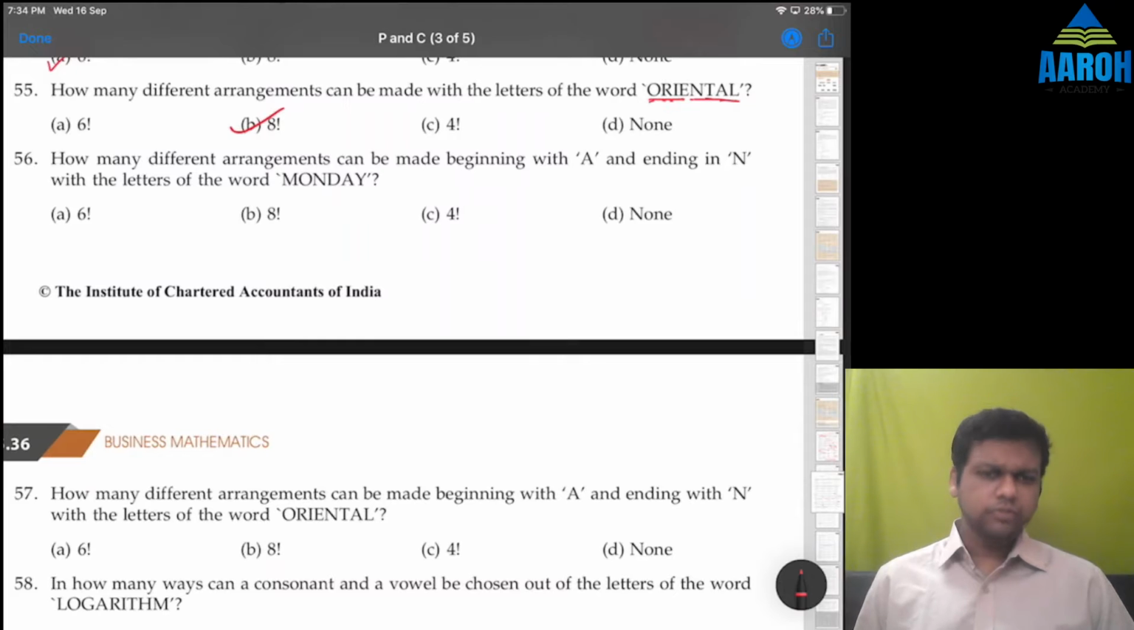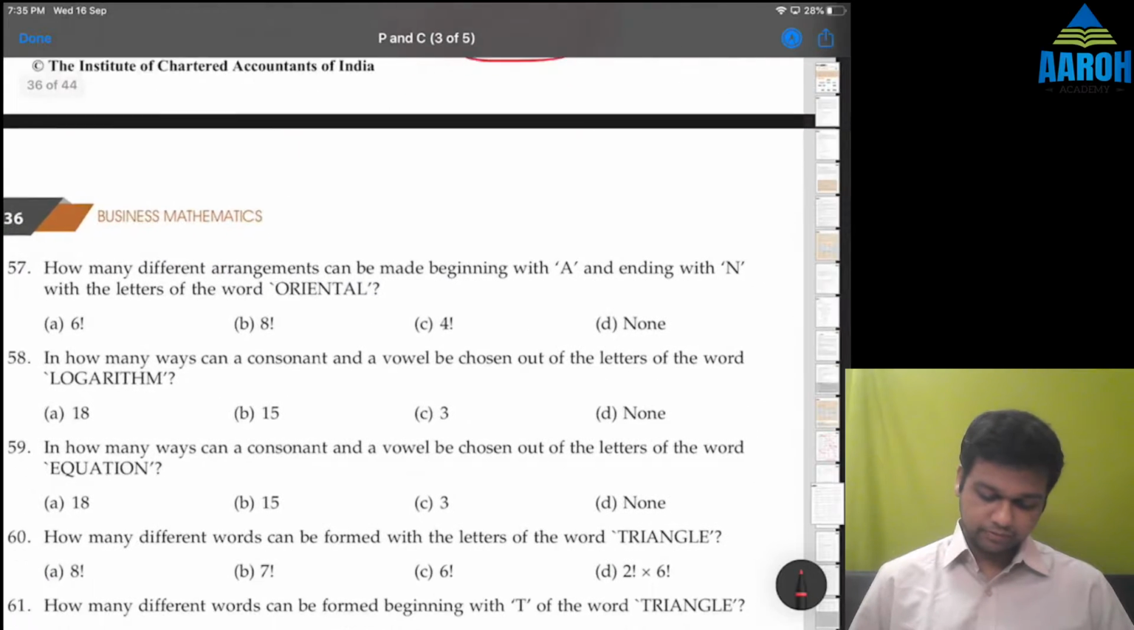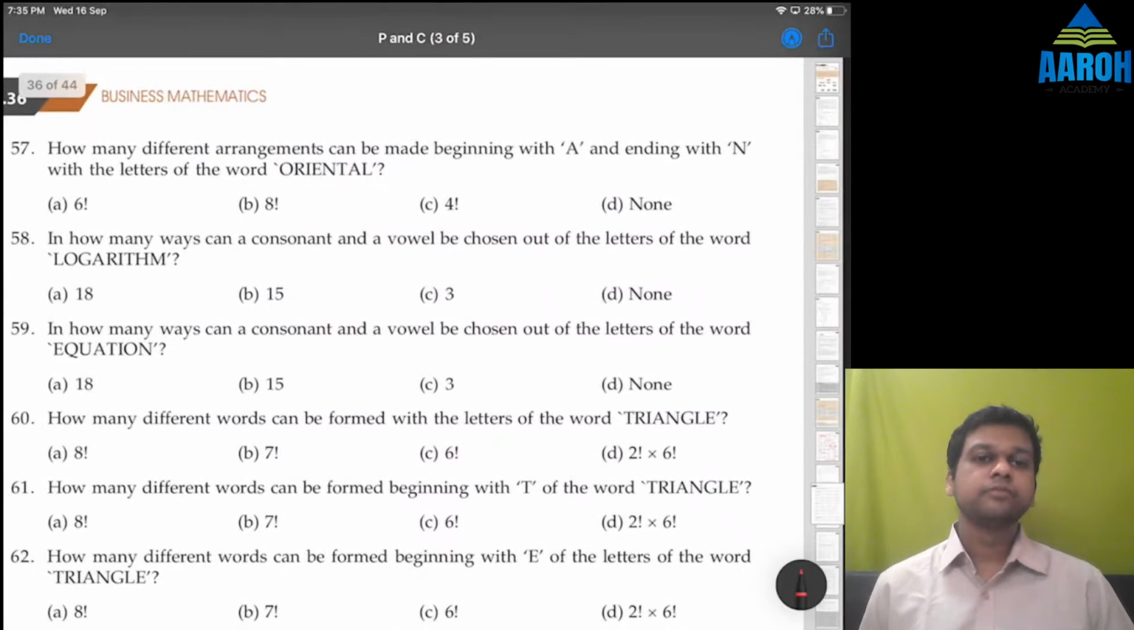Next. How many different arrangements can be made beginning with A and ending in N with letters of the word Monday? Okay, beginning with A and ending with N. So again, 4 letters can be arranged in 4 factorial ways. A and N are already fixed. These are some easy questions.